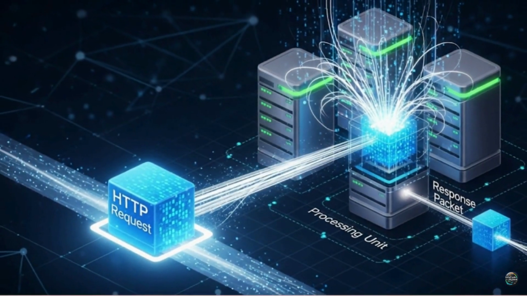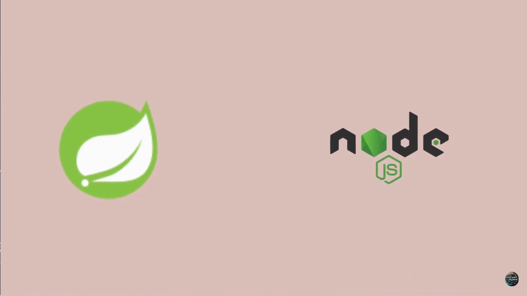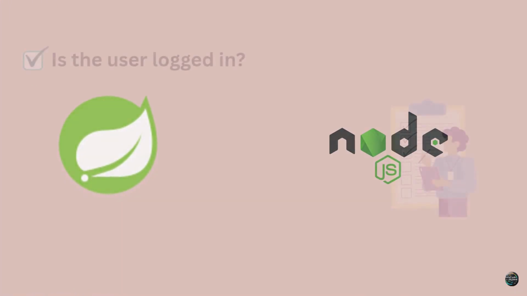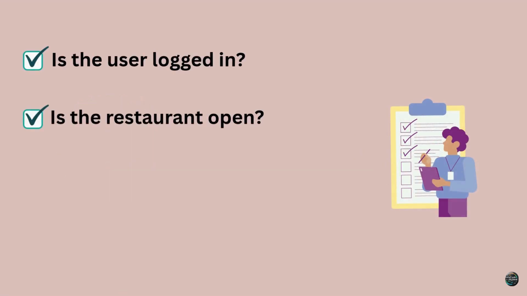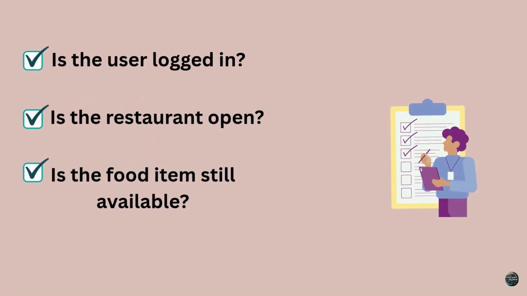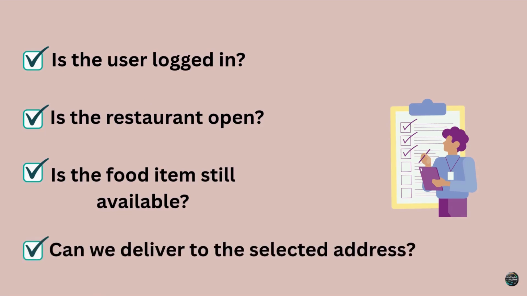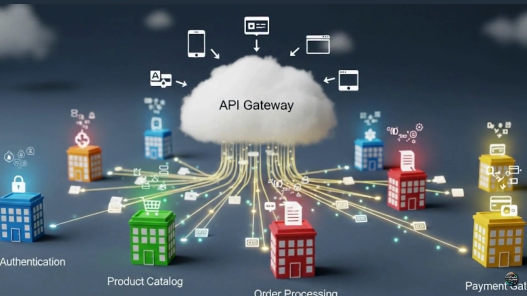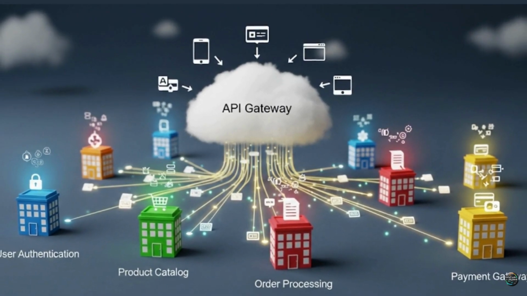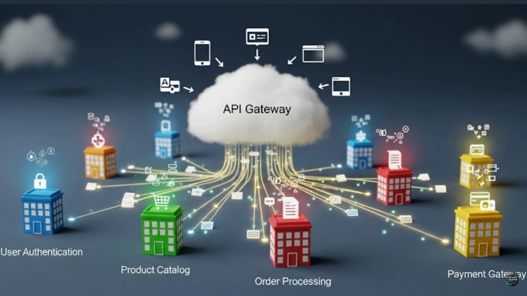Now the request reaches the backend server, usually built in Java or Node.js. First, it checks: is the user logged in? Is the restaurant open? Is the food still available? Can we deliver to the selected address? These checks happen inside different microservices. Microservices are small backend programs that handle different jobs.